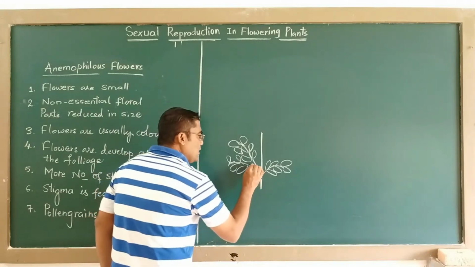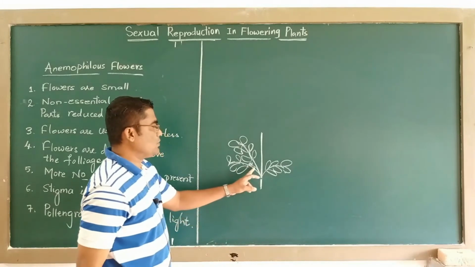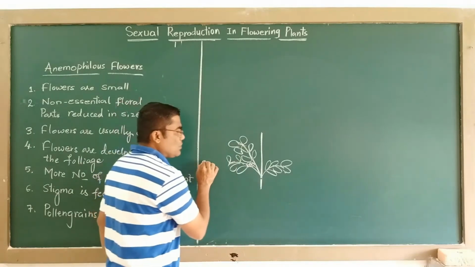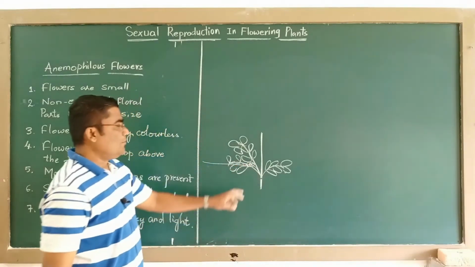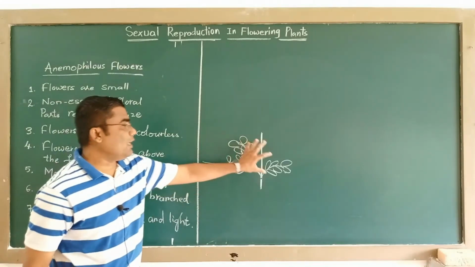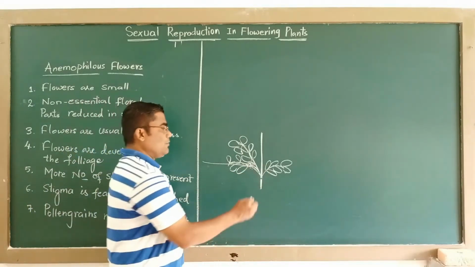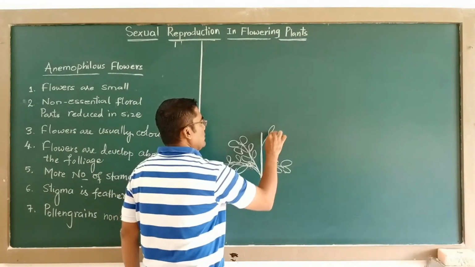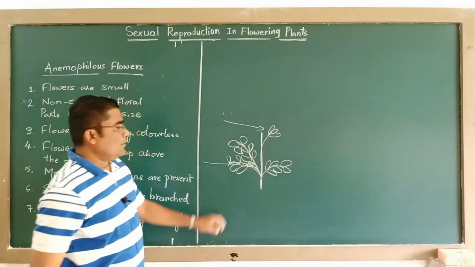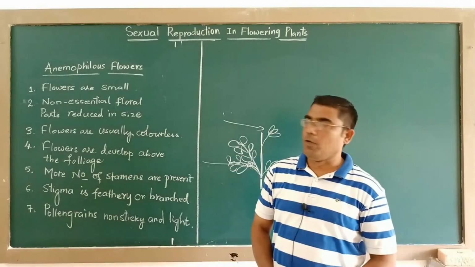Suppose the flower remains hidden within the foliage. In between the foliage structures, the flower remains hidden. How can wind carry the pollen grains from these flowers which remain completely hidden within the foliage structures? To avoid this problem, anemophilous flowers are above the foliage, meaning they are very well exposed to the wind. This is the meaning. Flowers are developed above the foliage.